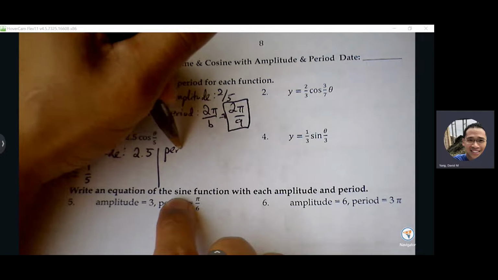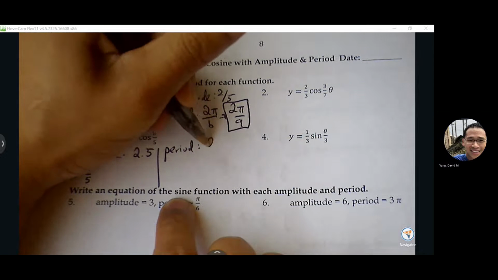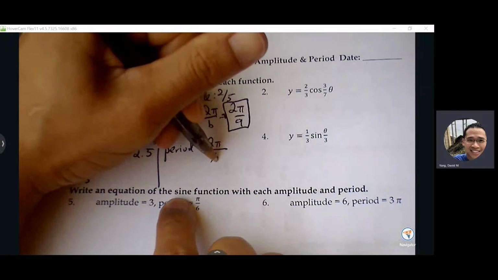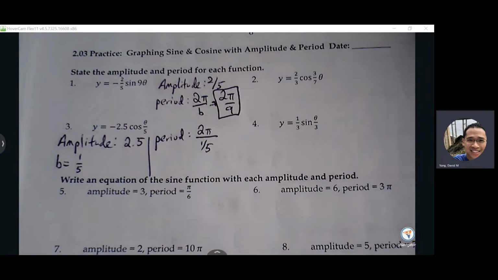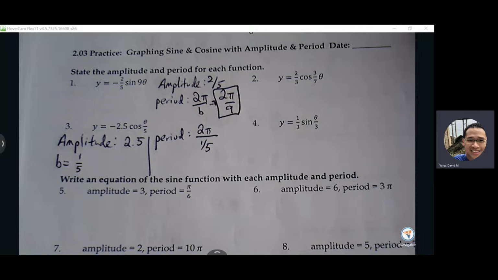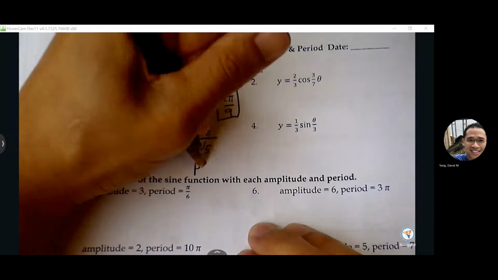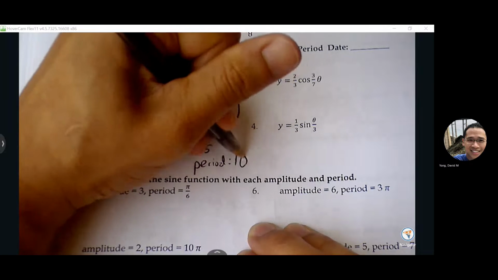Now our period is just 2 pi divided by 1/5. Dividing by 1/5 is the same thing as multiplying by 5. So period is 10 pi.